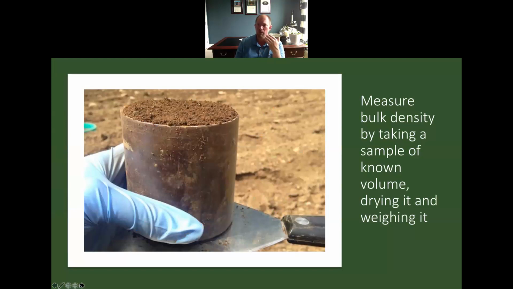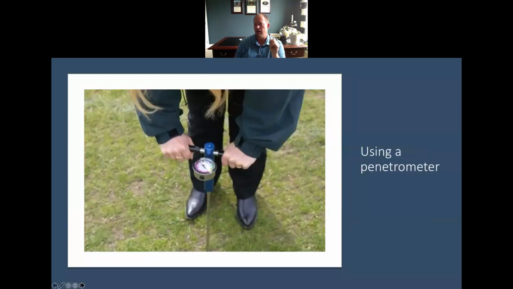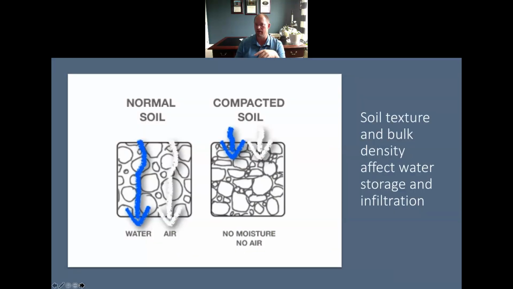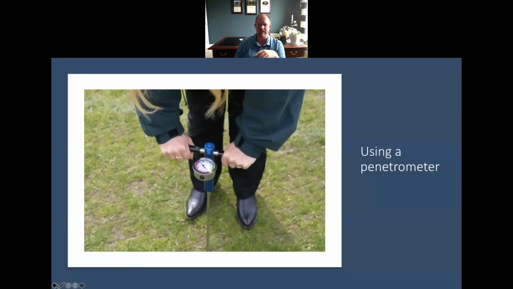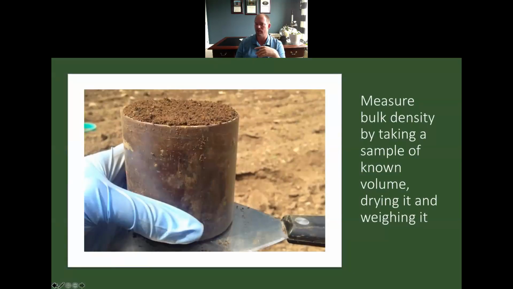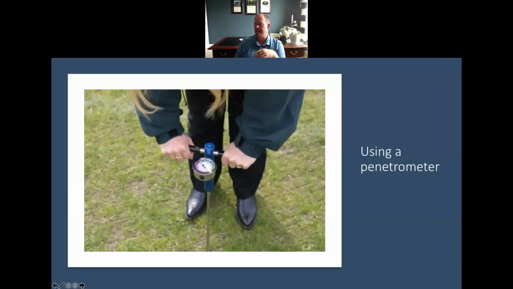When we talk about bulk density, basically what we're doing is taking a sample of a known volume, drying it, and weighing it. The other way that we can get an idea, at least of compaction, is by using a penetrometer. It's not going to give us a true bulk density reading, but it can help us to gauge how compacted a soil is.